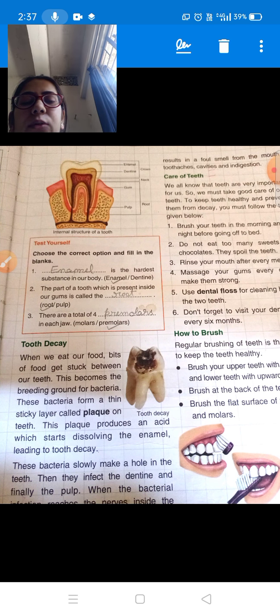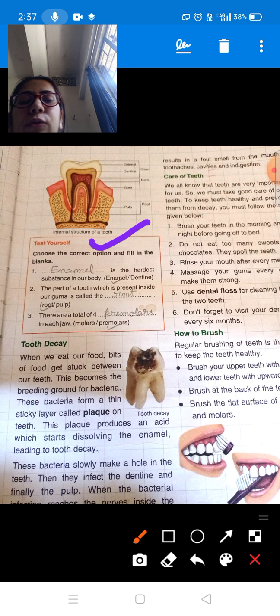And there is a homework. Your homework is this: test yourself. You have to fill in this test yourself in your book only. I will send its image on the School Mitra app, so you have to write about this test yourself in your book. Thank you.